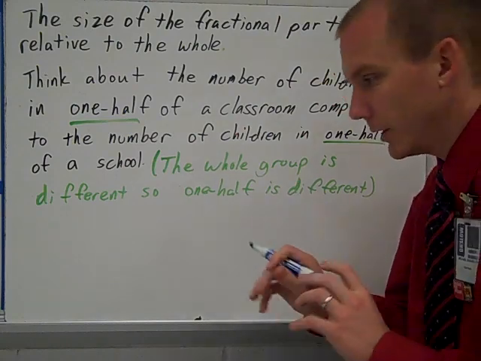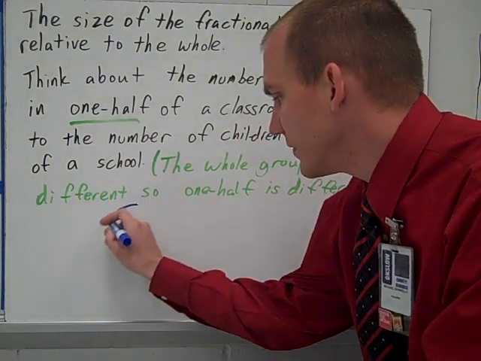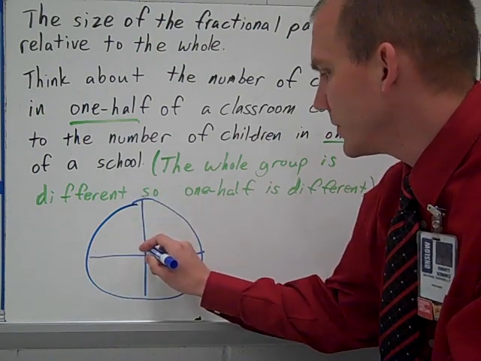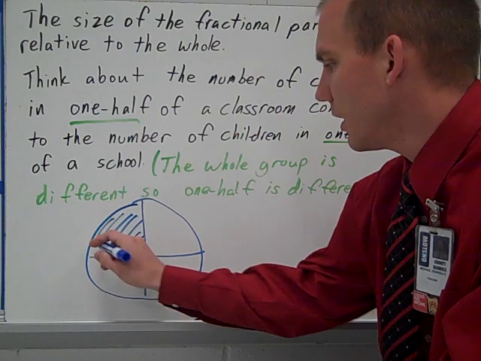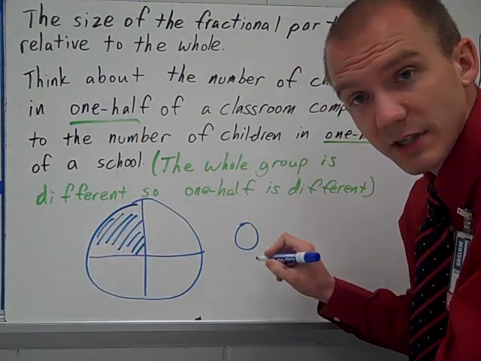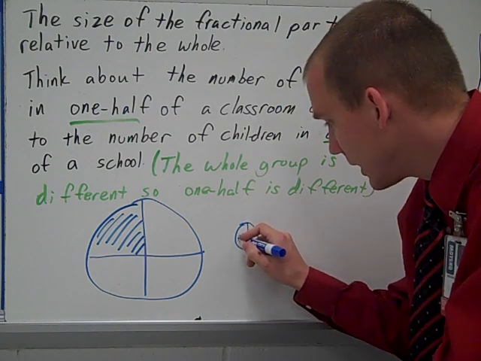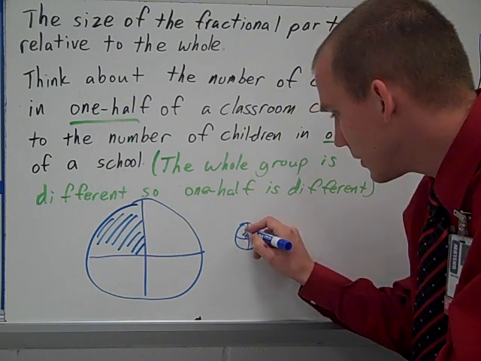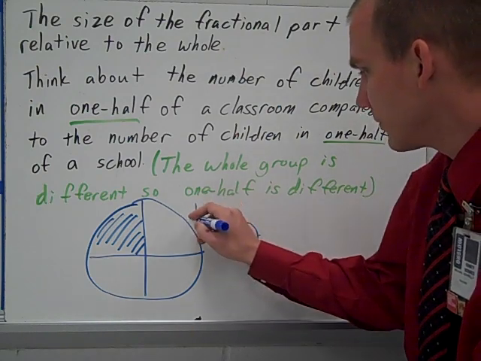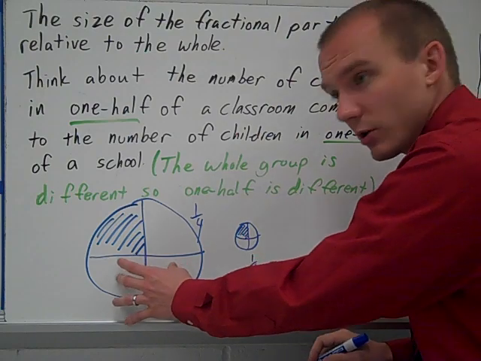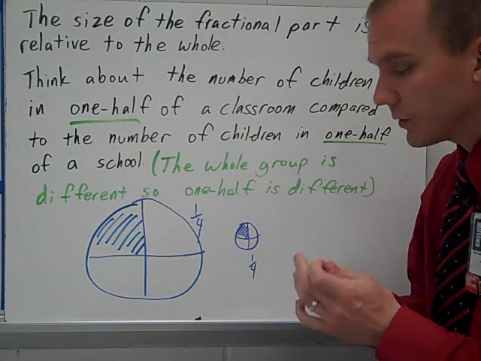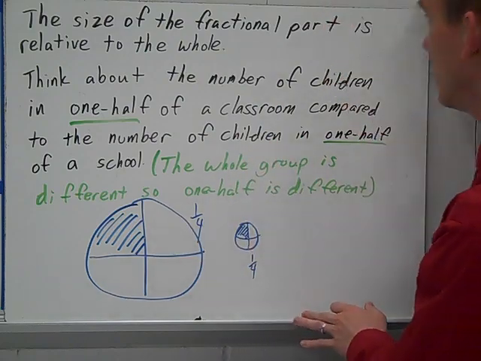Let me draw this for you. Say we talk about fourths. Say I have this circle here, and I split it into fourths. Well, if we talk about 1/4 of that circle, that's how big it is. Then say I have this circle. It's hard to see, isn't it? And I split it into fourths. I shaded 1/4, so this is 1/4, and this over here is 1/4. But because this circle, the whole, is bigger, this fourth is bigger than that fourth. So the size of the whole does matter.